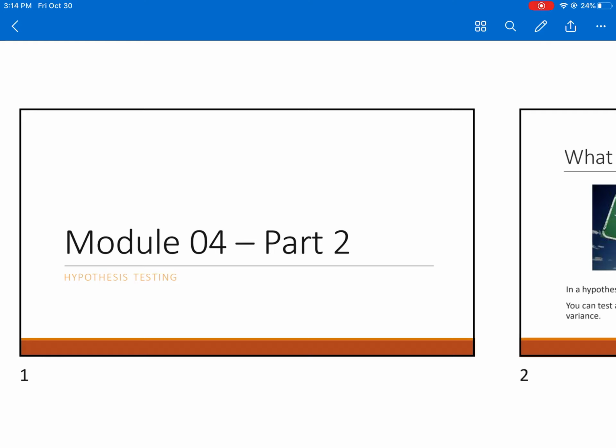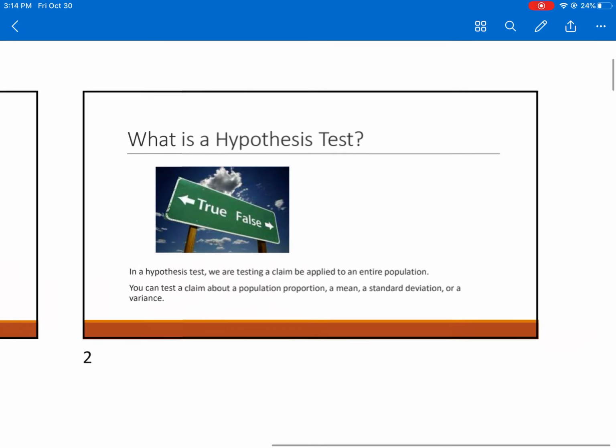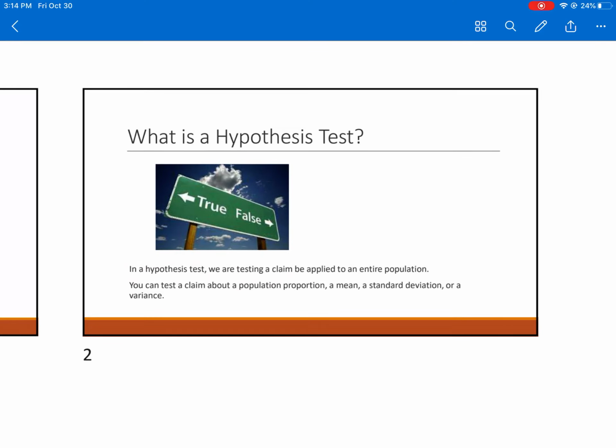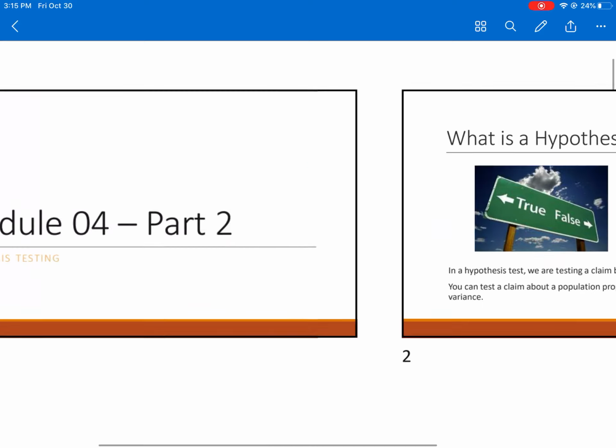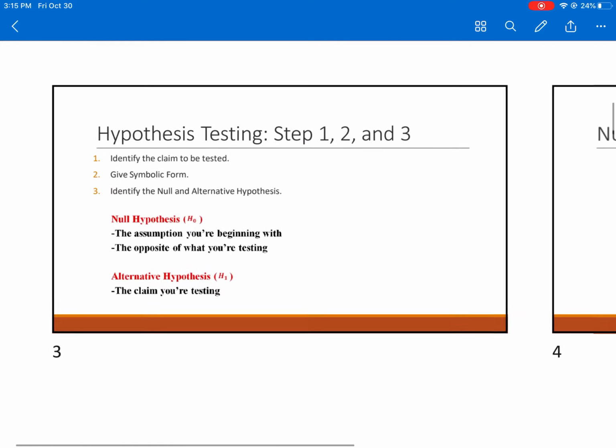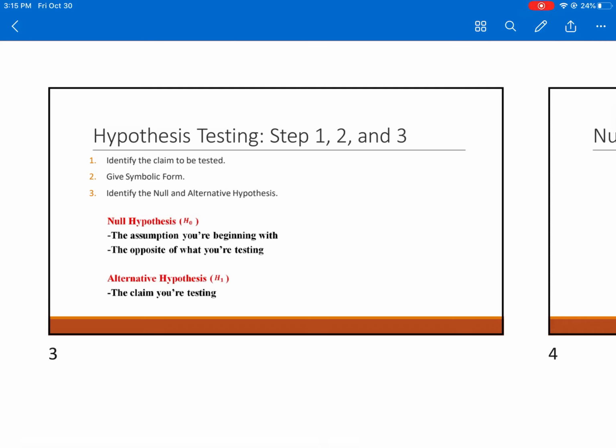So we're not going to be learning anything new, we're just going to continue to do more examples on hypothesis testing. So what is a hypothesis test? Remember, in a hypothesis test, we are testing a claim to be applied to an entire population. You can test a claim about a population proportion, a mean, a standard deviation, or a variance. Going over the steps again.